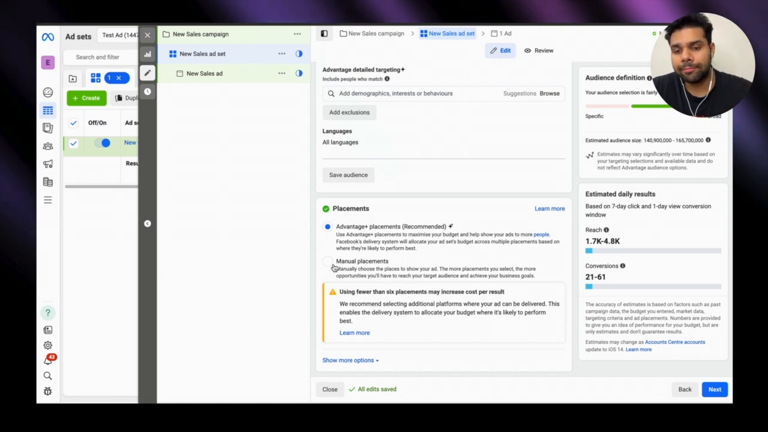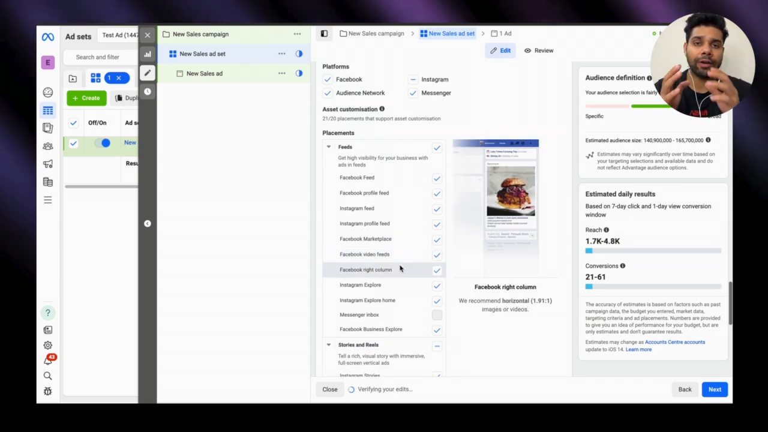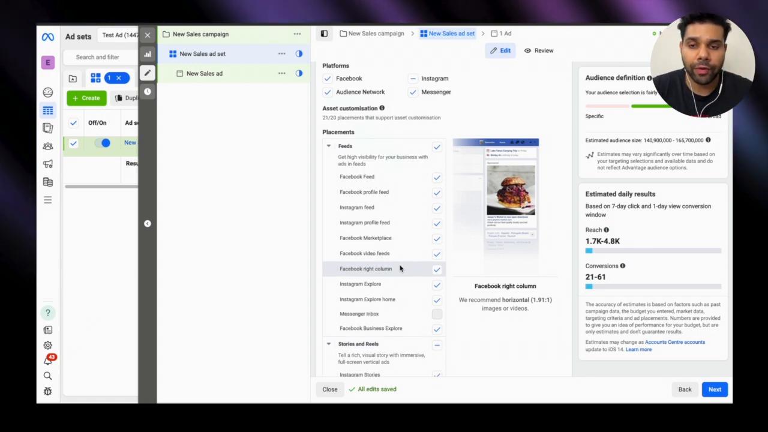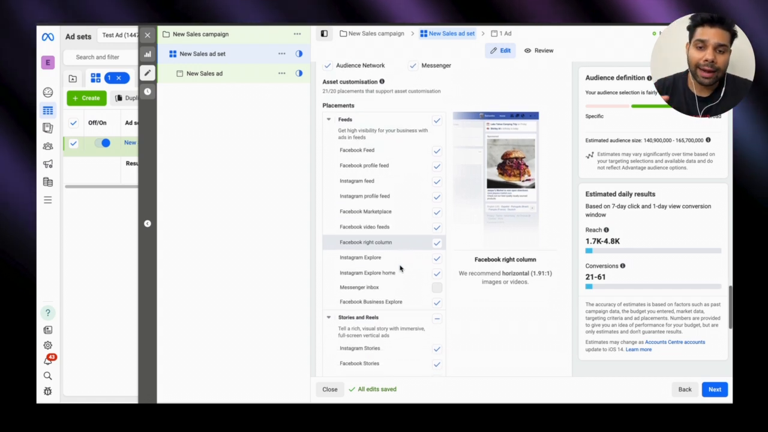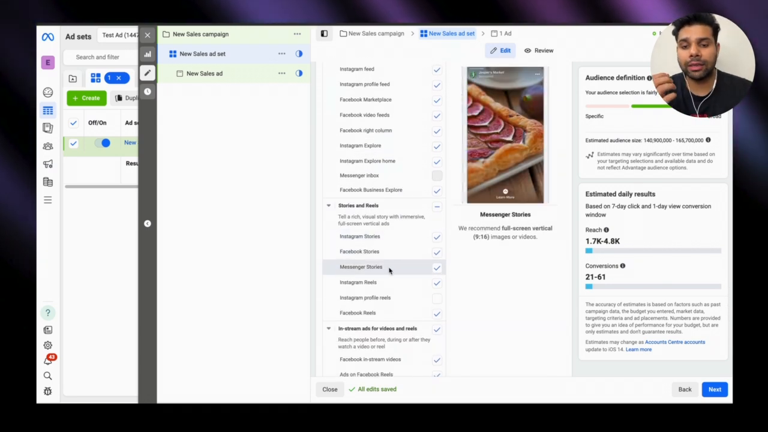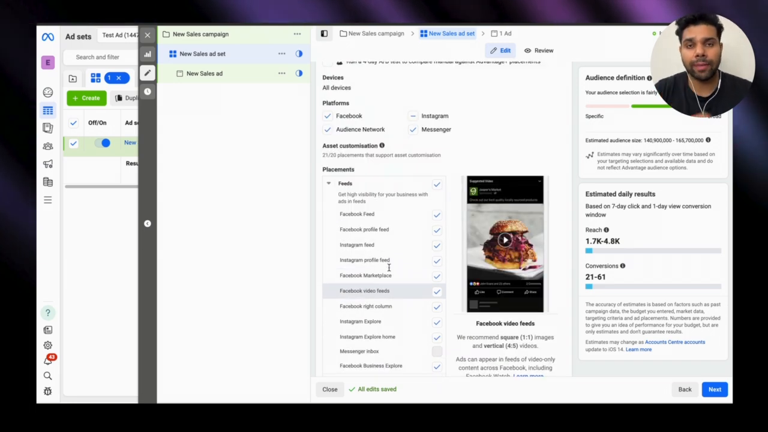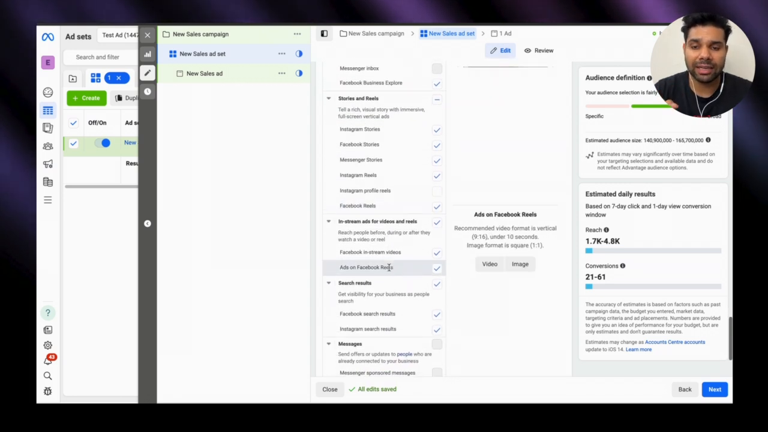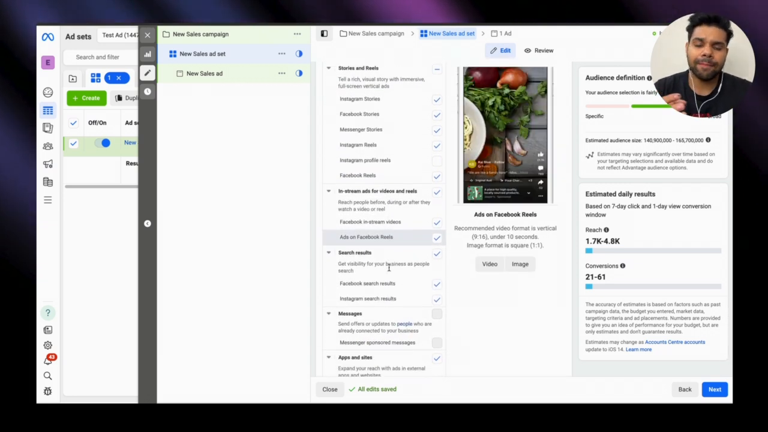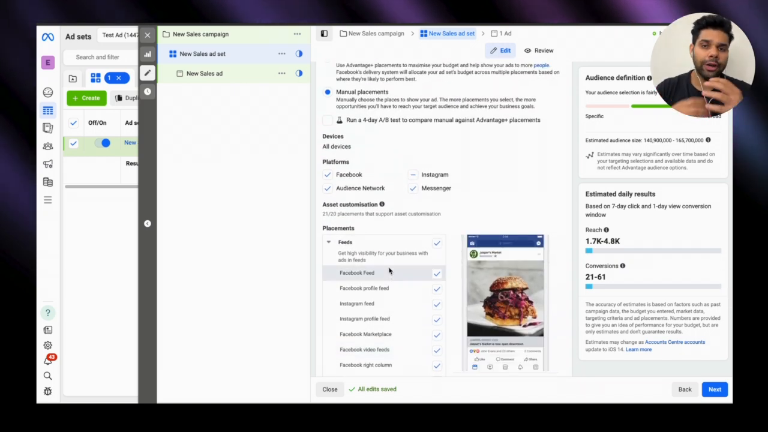Everybody knows this. When you select manual placements, you must have seen that there are multiple placements where Facebook plays your ads depending on what you ask from them, right? Facebook feed, Instagram feed, marketplace, video feeds, stories, Instagram stories, Instagram reels, Facebook reels. These are expensive placements by Facebook, and audience networks, messenger, in-stream, or search results are very cheap quality placements. So you need to see what kind of campaign you are running.